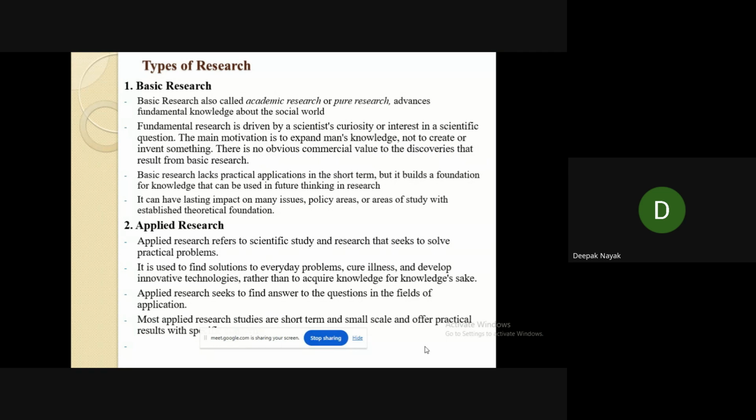Now let's start with today's class. Today we are going to discuss types of research.